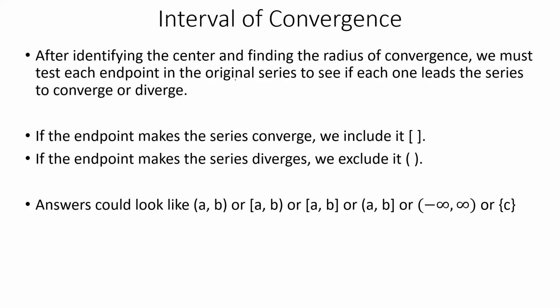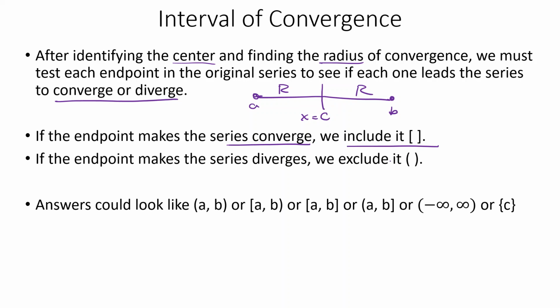All right, once we get the radius, so we have the center, we hit the radius. So we'll have, say, some center, x equals some number. We'll go up r, we'll go down that same r, and we'll get to these two endpoints, say a and b. Then we need to check what happens at a and b. So does it converge or diverge at each endpoint? If it converges, we include it. So if a converges, we would use a bracket. If it diverges, we exclude it.